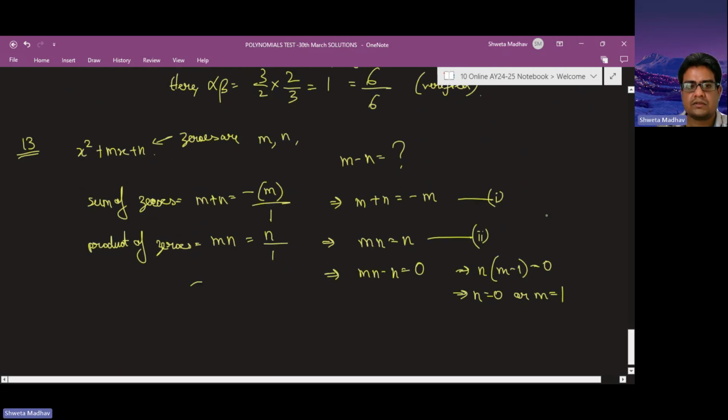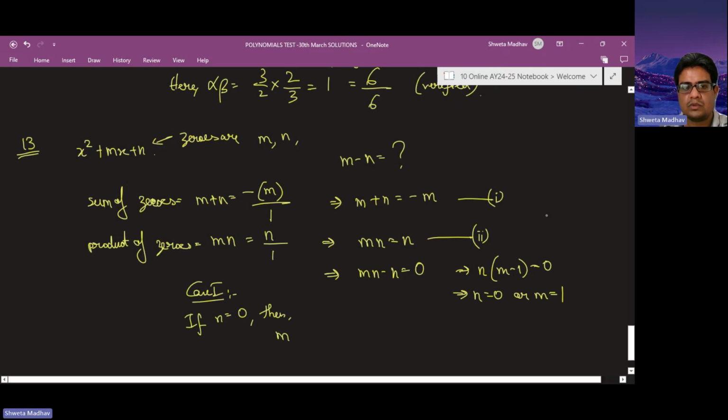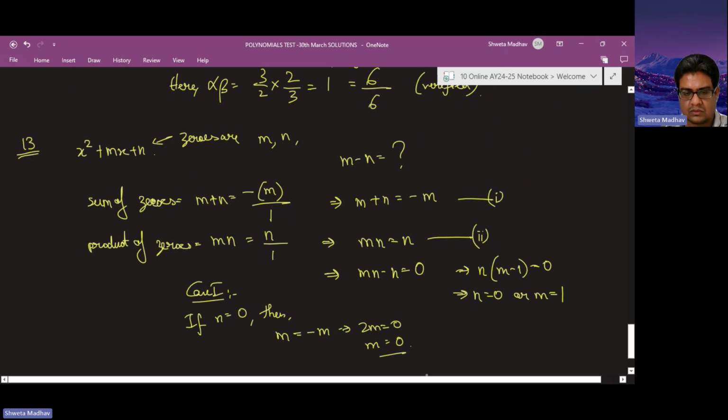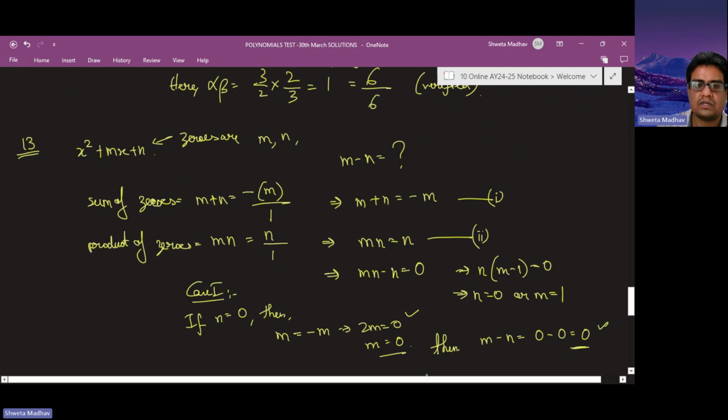So the first case, case 1, is when n is equal to 0. If we put that in the equation 1, then we will get m is equal to minus m, but then 2m will be equal to 0, so then m also will be 0. So then both the zeros of this polynomial are zeros only. Then in case 1, m minus n value will become 0 minus 0, that is 0. So 0 is one of the answers.